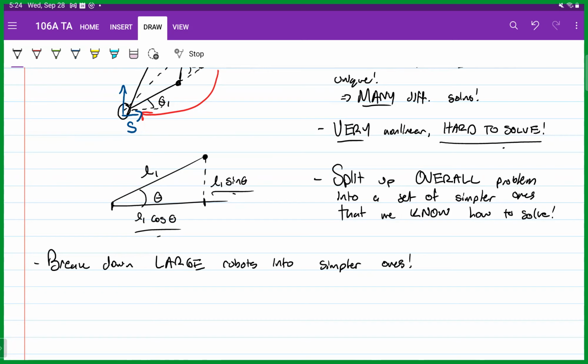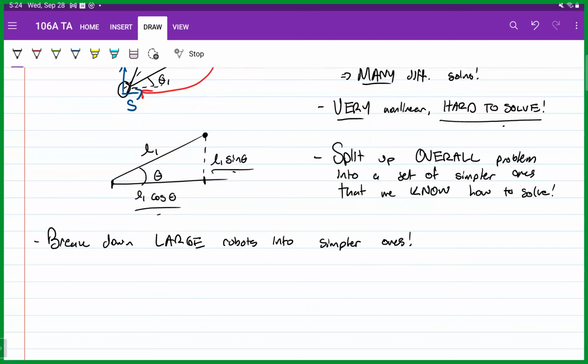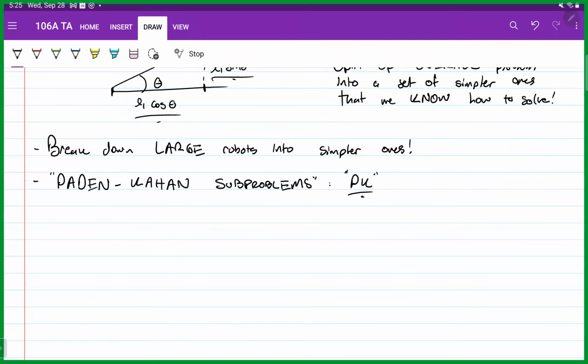All right. So the process of breaking down these large robots into simpler robots is referred to as the Paden-Kahan subproblems. I'm going to call them PK subproblems, just for short. You could also just call them subproblem 1, subproblem 2, but we'll talk about what each of those mean in just a sec.